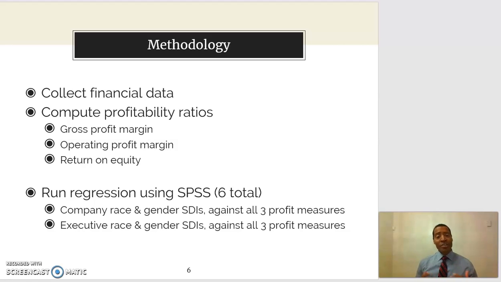So once I had all this information, the indices from the Simpson's Diversity Index as well as these profitability ratios, I ran 6 separate regression analyses using IBM's SPSS. I took the race and gender SDIs and ran those against all 3 profit measures individually. And then I took the executive race and gender diversity indices and ran those against all 3 profitability measures.